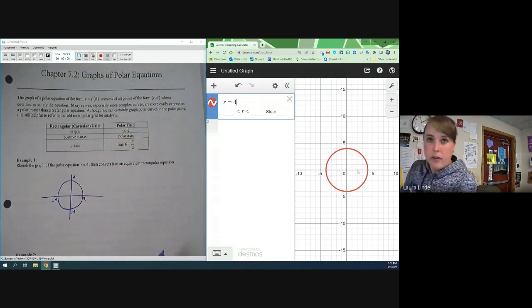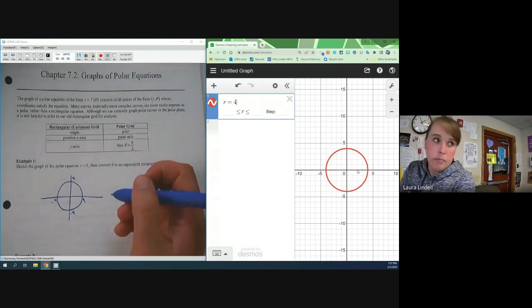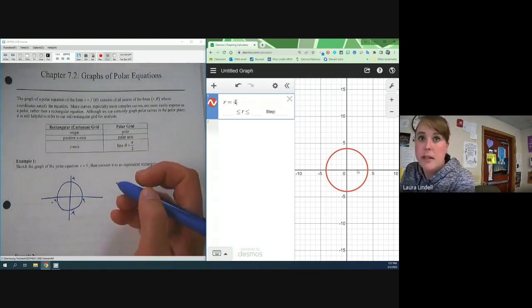And then if we were going to convert this into a rectangular equation, if we know our equations very well, we know that a circle is x squared plus y squared equals r squared, where r is the radius. So this particular circle would be x squared plus y squared equals 16.